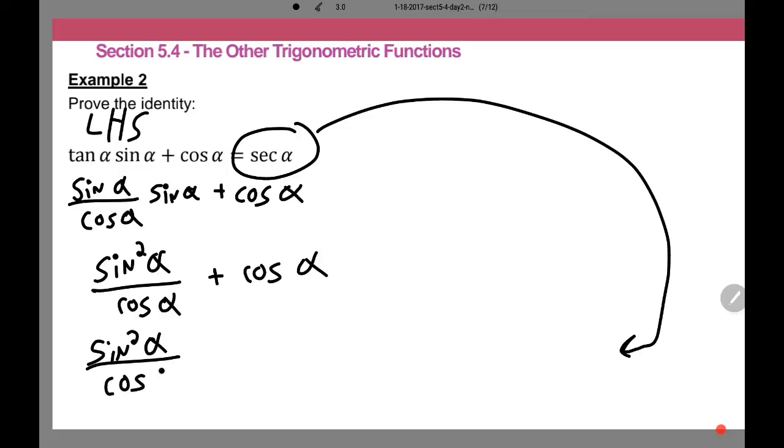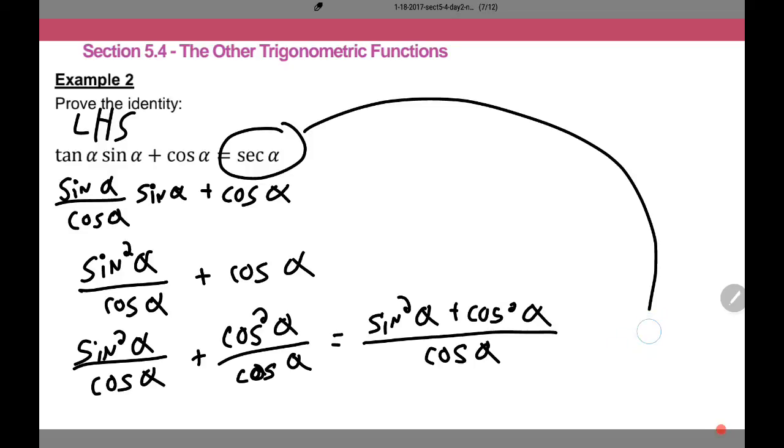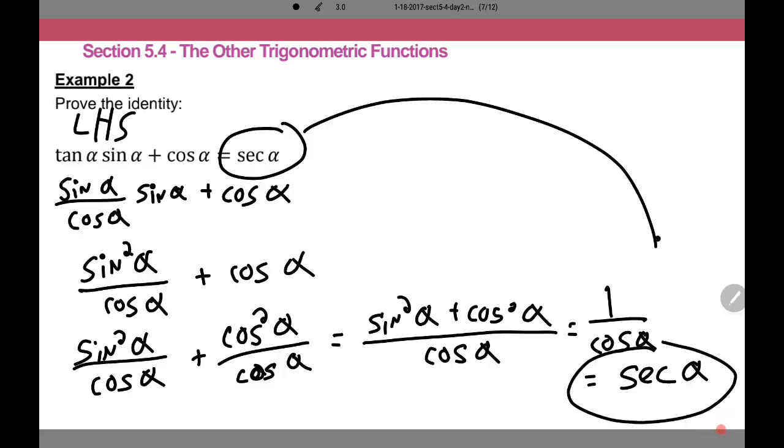So to make a common denominator, I need a cosine alpha underneath it. So that means it's going to be cosine squared of alpha over cosine of alpha. And now I've got sine squared plus cosine squared on top of cosine of alpha. We should know by now that sine squared plus cosine squared is equal to 1, so I've got 1 over the cosine of alpha, and that equals the secant of alpha, which is what we were looking for.